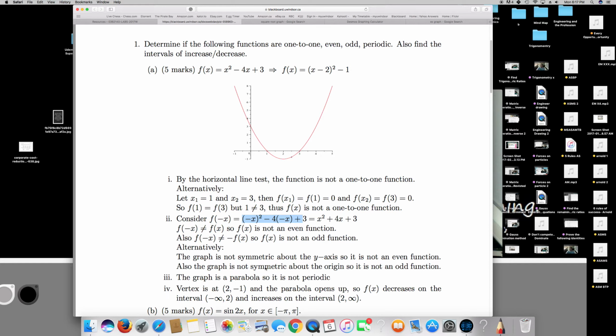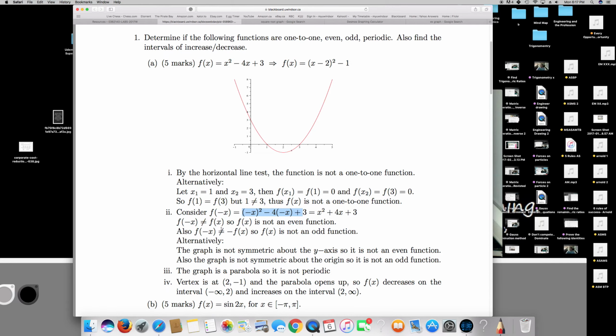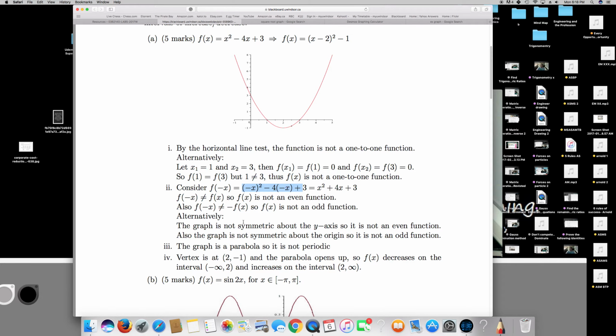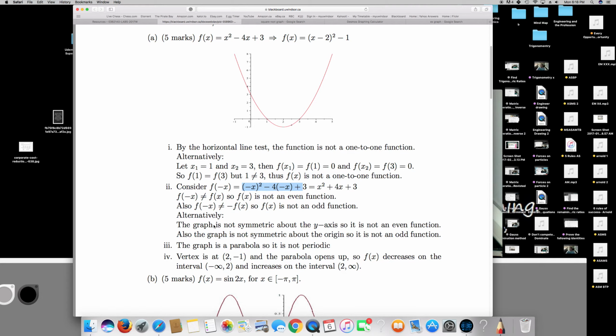And to check whether it is an odd function, f of minus x should be equal to minus f of x. But if you put the same thing for this equation and see, it's not equal. Therefore it's not an odd function. Also, if you see, this graph is not symmetric about the y-axis. Therefore this is not an even function. Also the graph is not symmetric about the origin. Therefore this is not an odd function too.